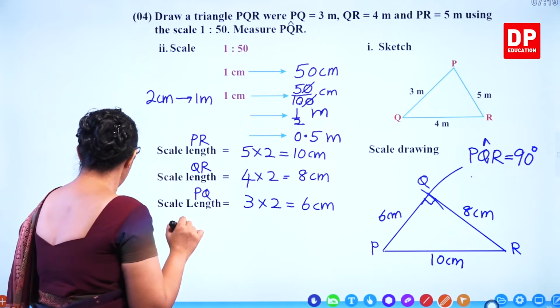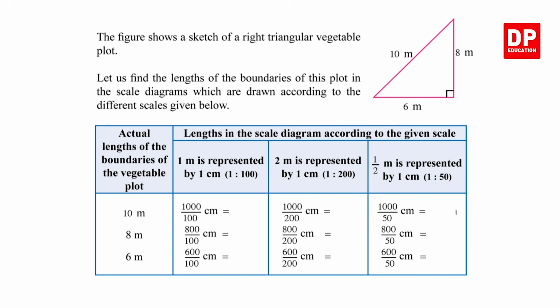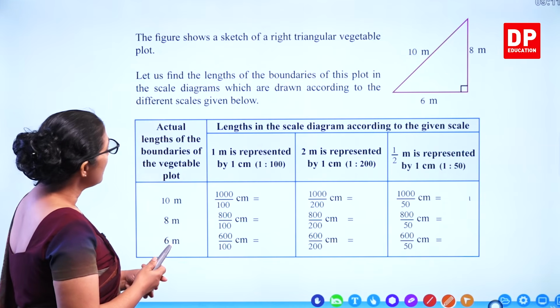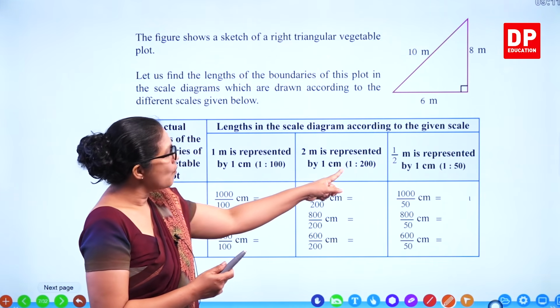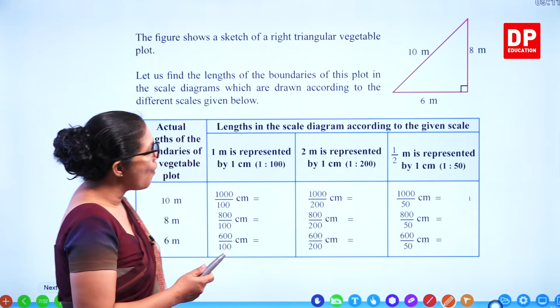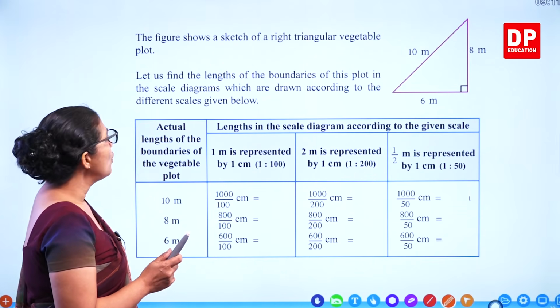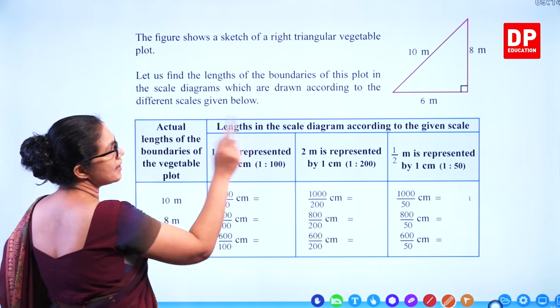So this is taken from your textbook. The figure shows a sketch of a right triangular vegetable plot. Let us find the lengths of the boundaries of this plot in the scale diagrams which are drawn according to the different scales given below. Here different scales: 1 to 100, 1 to 200 and 1 to 50. So what do we do? So 10 meter length here.